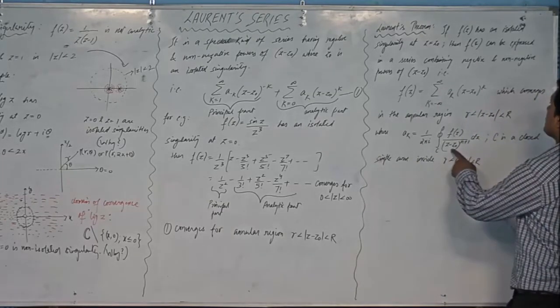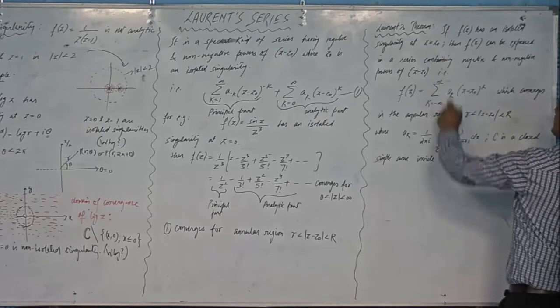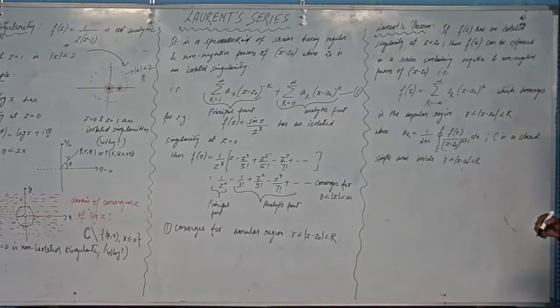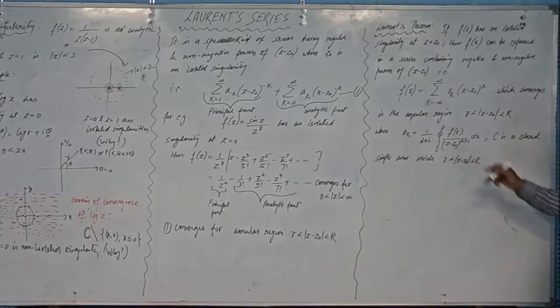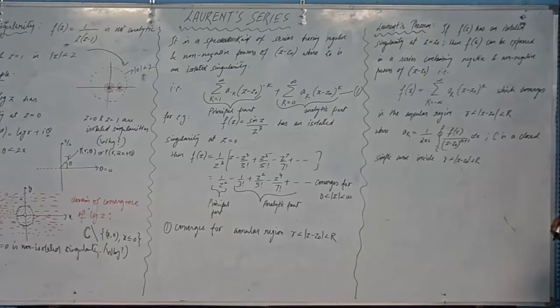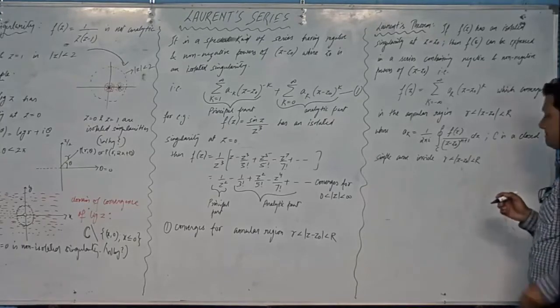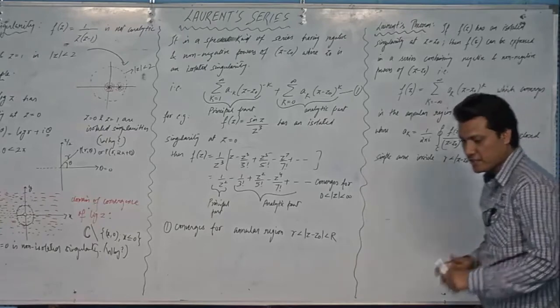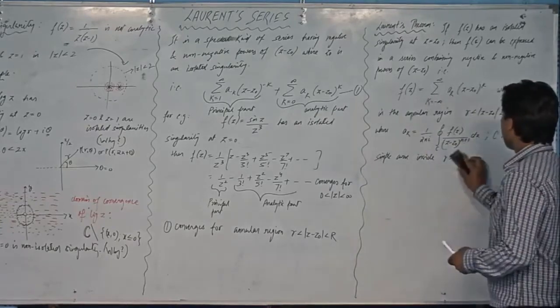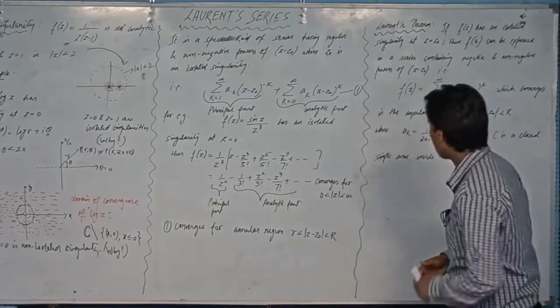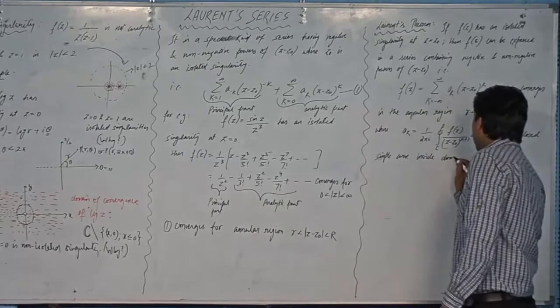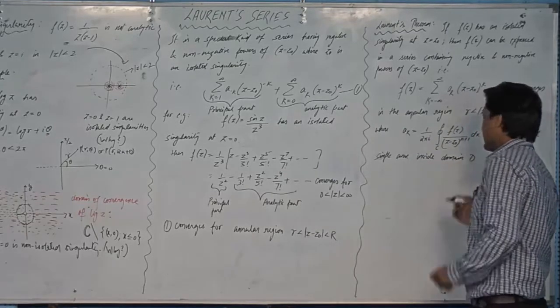And you know about z naught. Z naught is the singularity, right? So I will draw the curve C and domain D, right? Okay. Or should I write it inside capital D? Inside domain D, right?